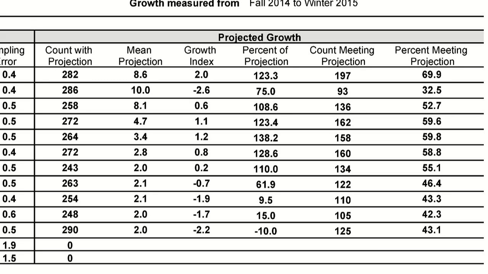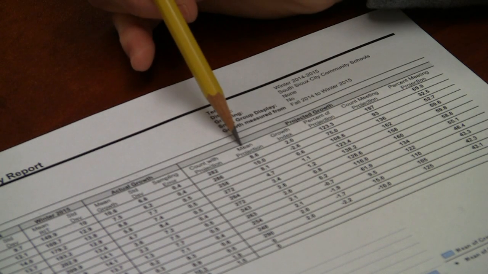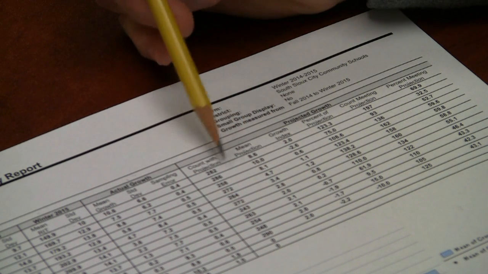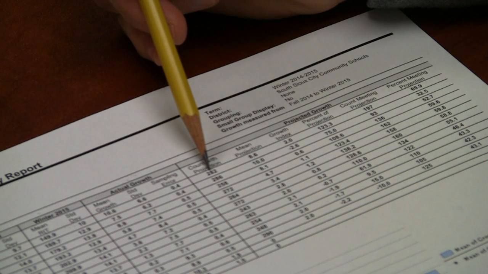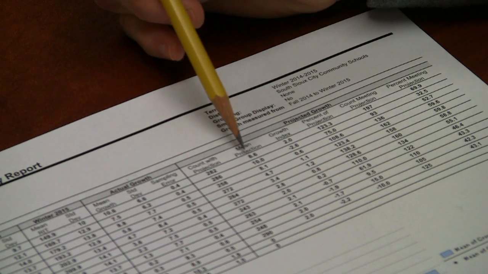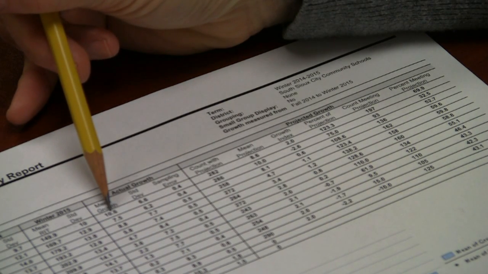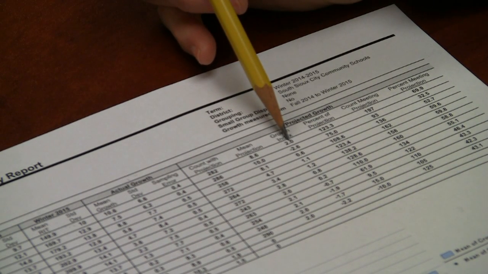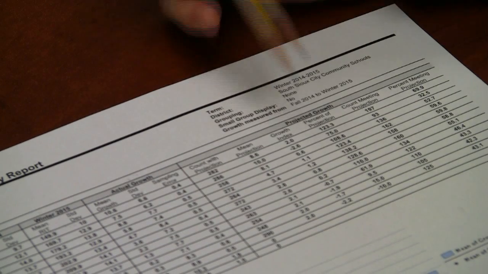So again, now moving over to the count with projection, 282 students, mean projection. Of those 282 students, each one of them got a growth projection. We figure out what the average of the growth projections is. One student was projected to grow 8 points, another 12 points, another 7 points, and so forth, and it comes out to 8.6 as the average growth projection for each of these 282 students. However, here's our mean projection, 8.6, but over here we saw our actual growth was 10.6. What that means is our growth index was 2.0. We exceeded the expected growth on average by 2 points.